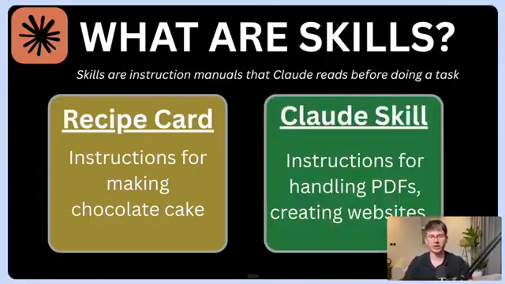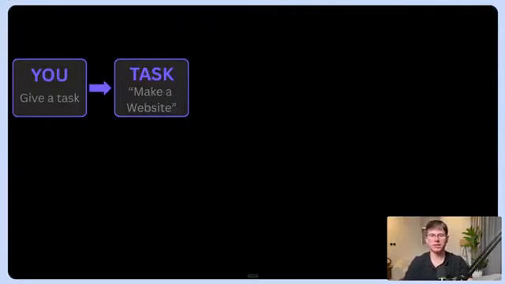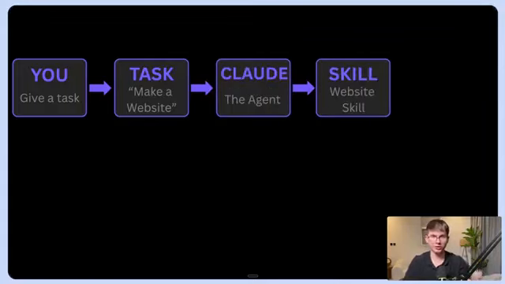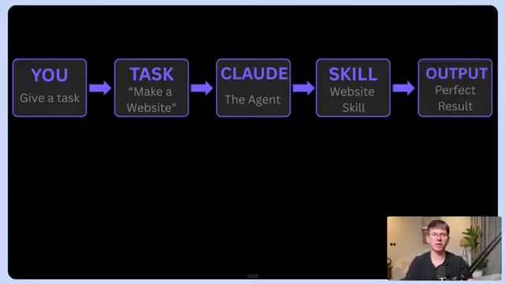Claude has Claude Code skills, which are instructions to handle PDFs, to create websites, to create presentations, and to do all those things. So when you give a task to Claude Code, let's say you say, let's make a website, Claude, which is the agent, goes to the skills and says, okay, which skill do I have to use? In this case, it will use the website skill, and it will use the website skill to give us a perfect result.